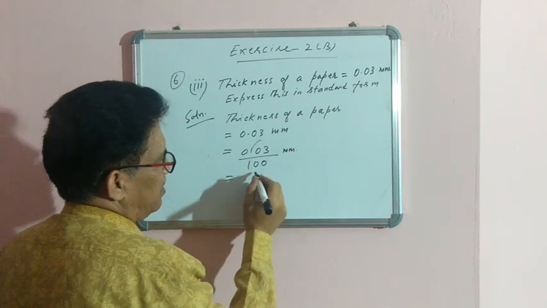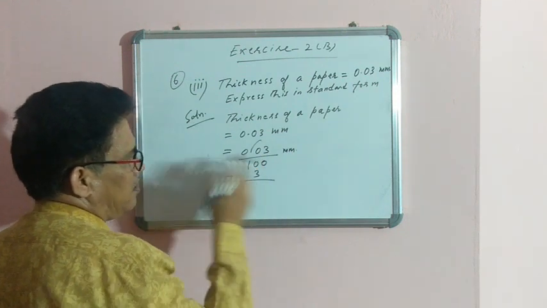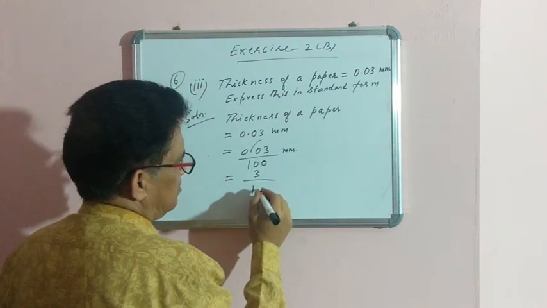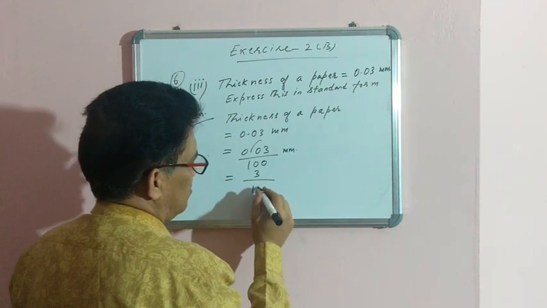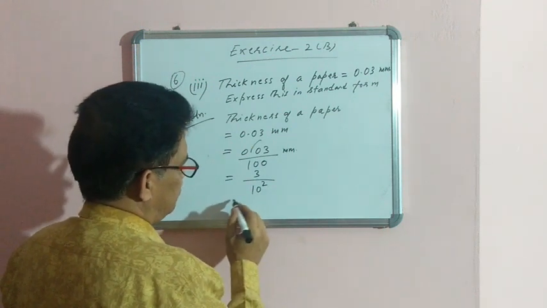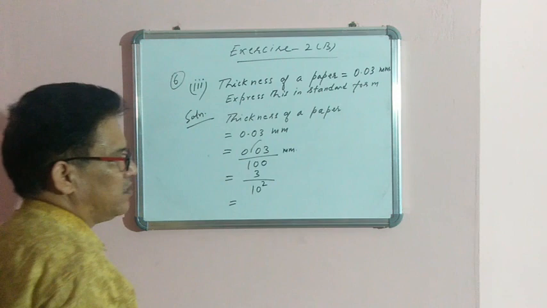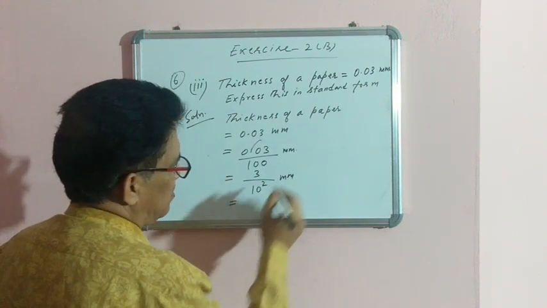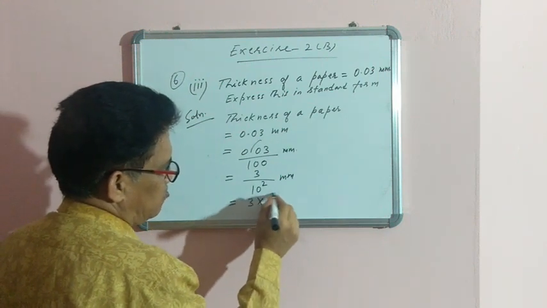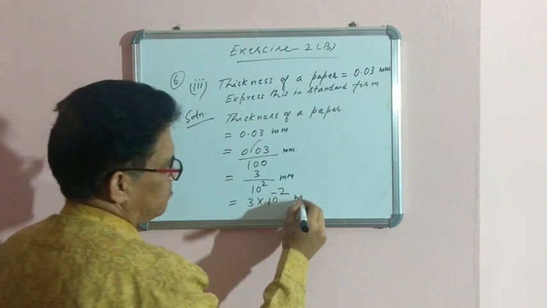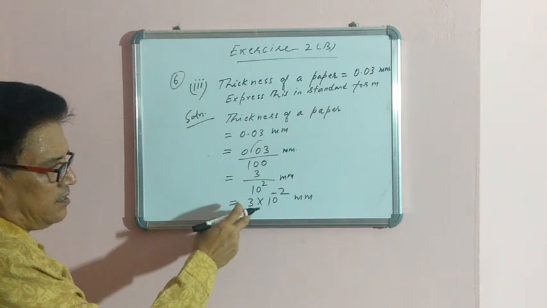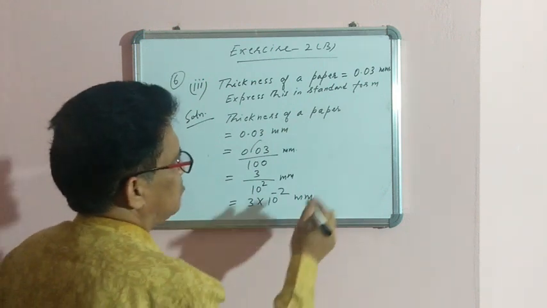Now this we can write as 3. The 2 zeros have no value before 3, so only 3. And 100 we can write as 10 power 2. And when it goes to the numerator, this millimeter, the power will become minus 2. So here it is correct, check it. This is greater than 1 and less than 10. So this is correct.